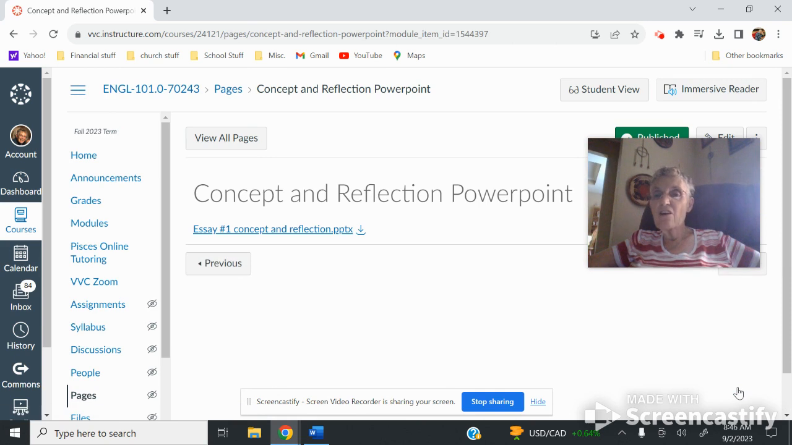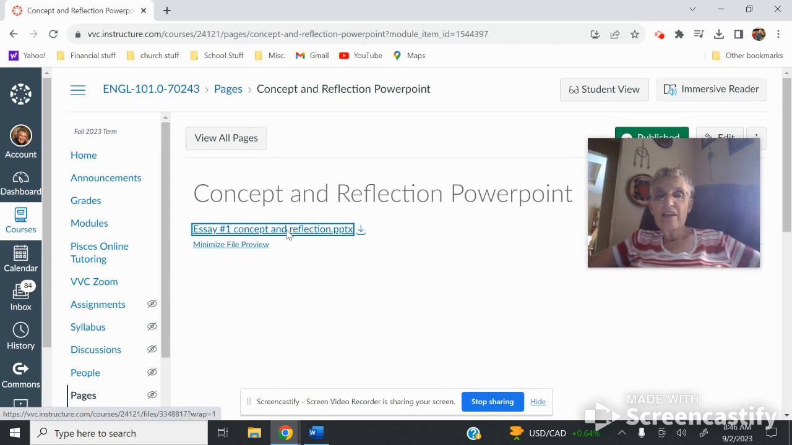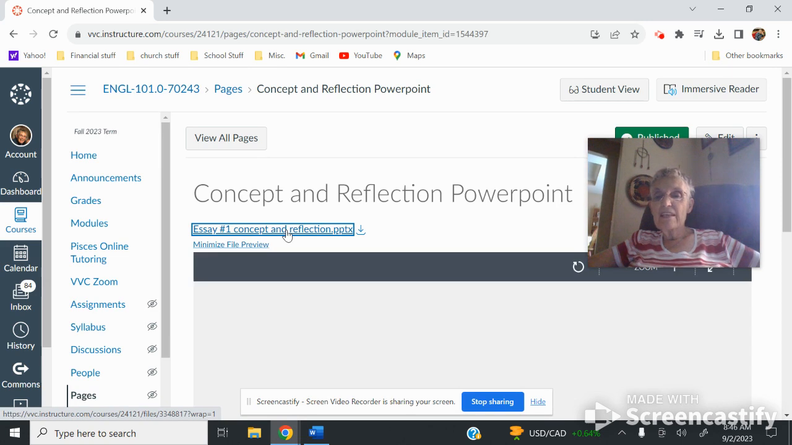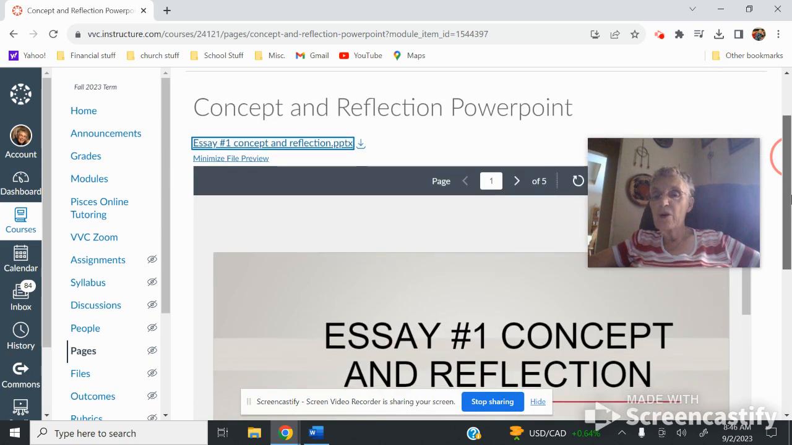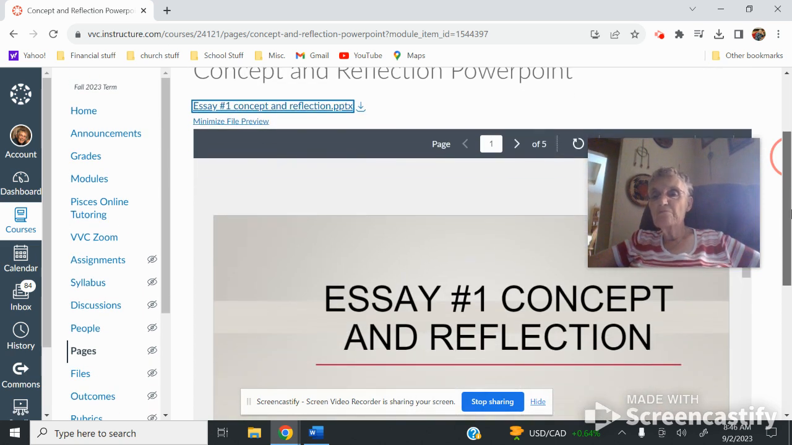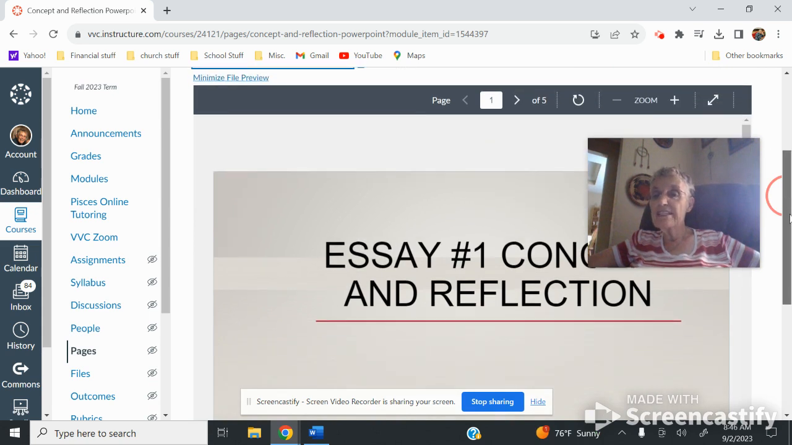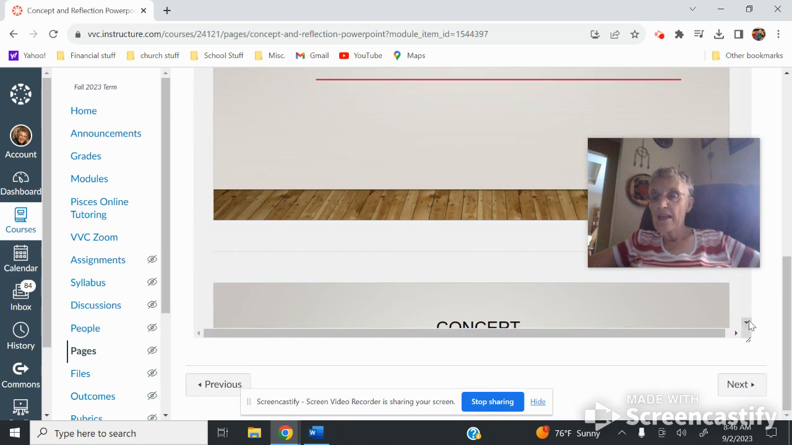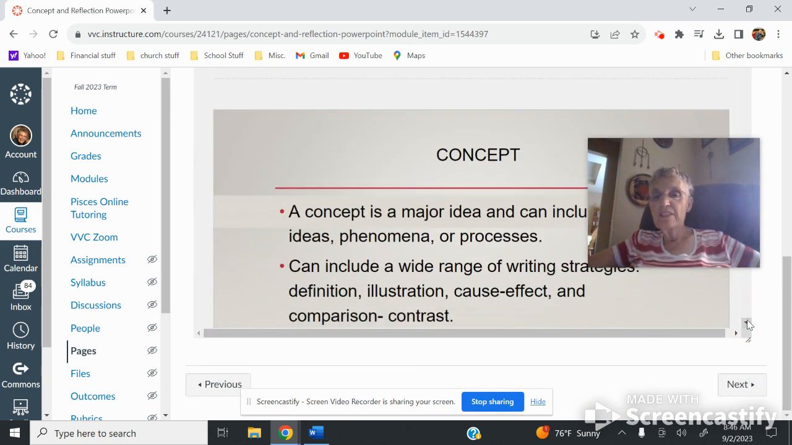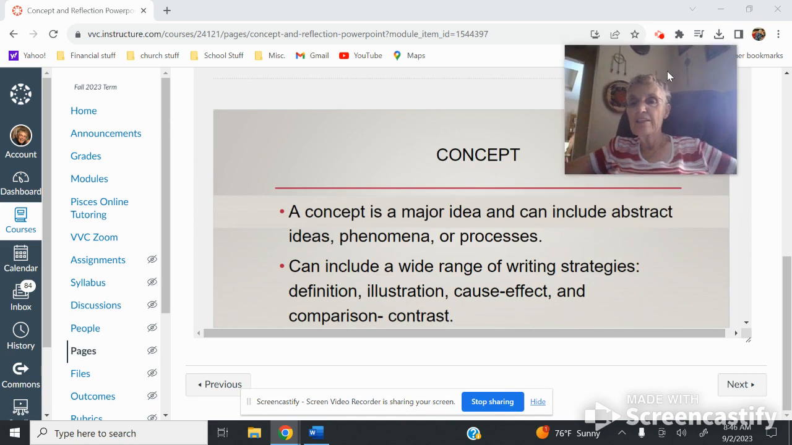And now let's talk about your first major essay, your concept and reflection essay. This is the first major essay. It'll be worth 100 points, and I think it's due in about 4 weeks, but you're going to have little steps as you go. So it's concept and reflection. We'll just do it this way, instead of going over to PowerPoint, that'll be just as easy.